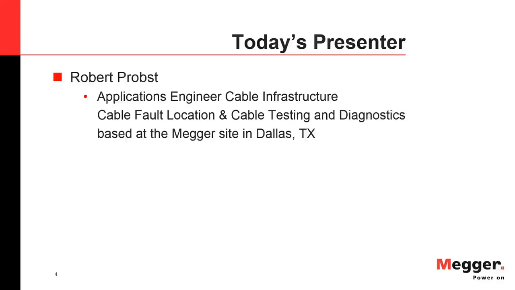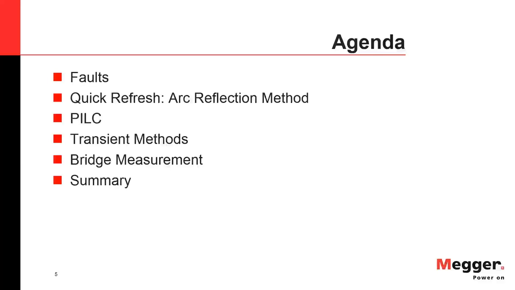So here we go. On the agenda today is pretty much everything that we couldn't cover last year in the cable fault location 101, which heavily focused on the arc reflection method and pretty much the basic methods. So this is particular for all the methods that we couldn't cover last year. If you think that you need more detail or a little bit more than a quick refresh on ARM, on the arc reflection method, you can find the webinar in last year's recording, and I think it's called A Quick Guide to Cable Fault Location, which is pretty much Cable Fault Location 101.